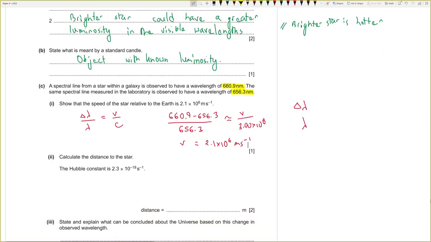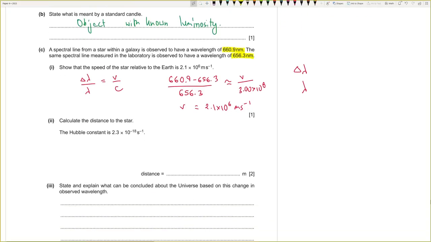Now calculate the distance of the star given that the Hubble constant is 2.3 times 10 to the power minus 18. So we know that the speed of recession is proportional to the distance between the two stars. So V is equal to the Hubble constant times the distance. If you want to find the distance, it's going to be the speed, 2.1 times 10 to the power 6, divided by the Hubble constant, 2.3 times 10 to the power minus 18. I'm using my calculator value. This gives me a value of d equal to 9.1 times 10 to the power 23, to 2 SF, since our data is given to 2 SF.